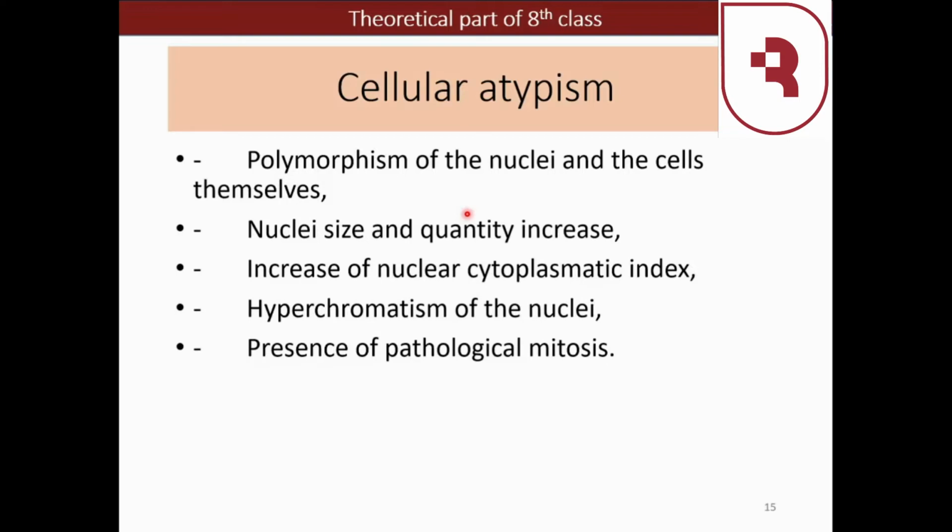Presence of pathological mitosis. As a result of mitosis, we should get two identical cells. The pathological mitosis is associated with formation of some atypical cells. So, one of them will contain more chromatin, another one will contain less. But both of these cells will be altered and they will be damaged.